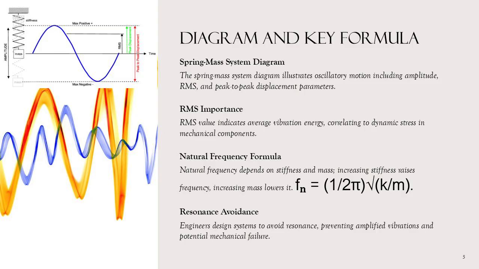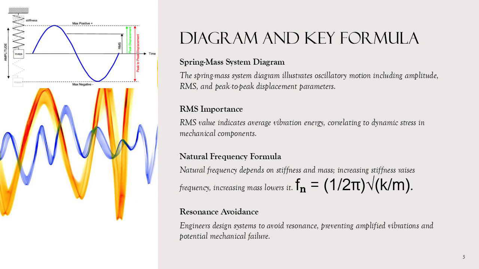The diagram of a spring mass system visually represents oscillatory motion, showing parameters such as amplitude, RMS, root mean square, and peak-to-peak displacement. RMS is particularly important because it reflects the average energy level of vibration, which correlates with dynamic stress in components. The natural frequency formula, Fn equals 1 over 2 pi times the square root of K over m, highlights the relationship between stiffness and mass.